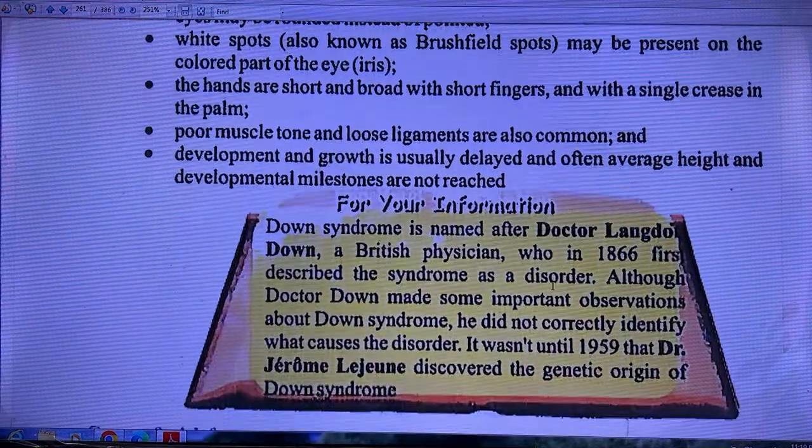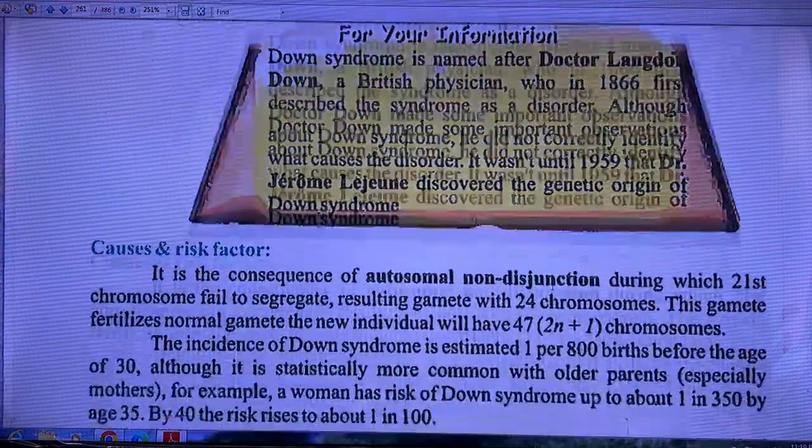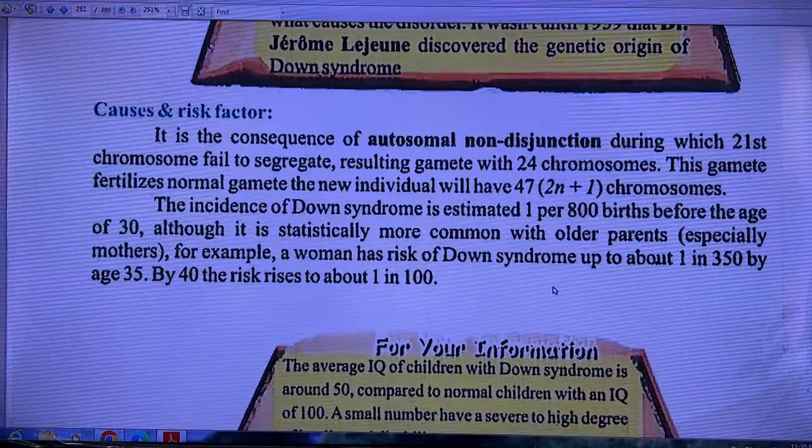Down syndrome is named after Doctor Langdon Down, a British physician who in 1866 first described the syndrome as a disorder. Although Dr. Down made some important observations about Down syndrome, he did not correctly identify what causes the disorder. It wasn't until 1959 that Dr. Jerome Lejeune discovered the genetic origin of Down syndrome.